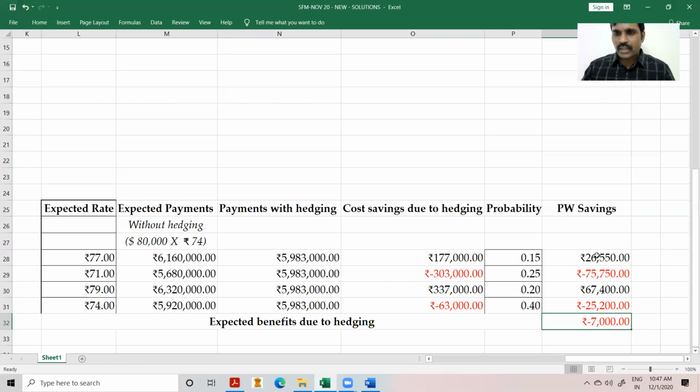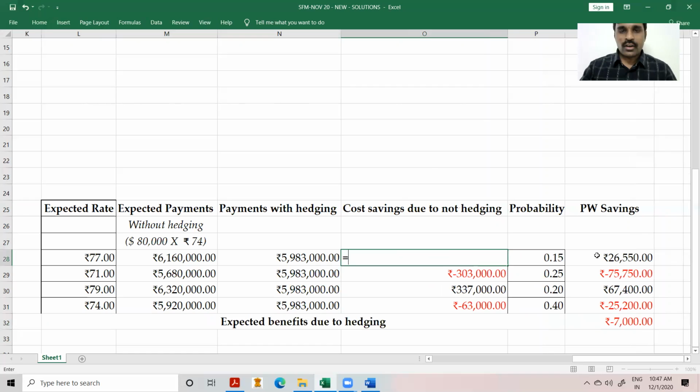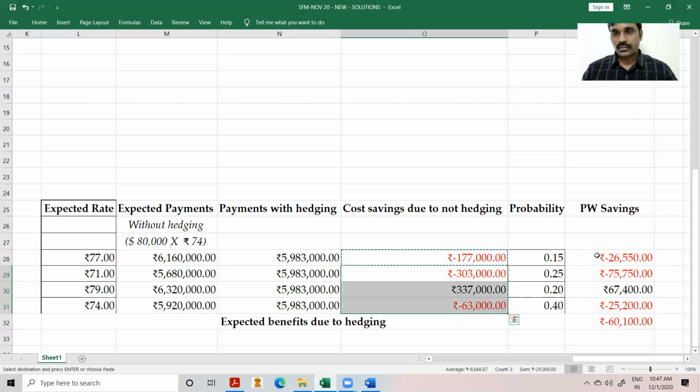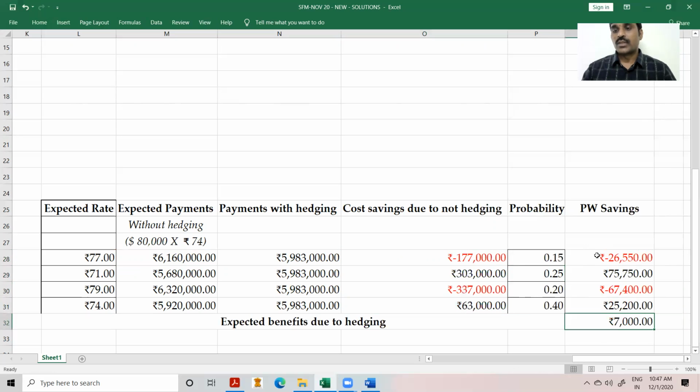Or you can present in a positive way also. Look at this point: cost savings due to not hedging. You can write like this also. This is a positive way of presenting. In that case, we have to give this formula. Cost savings due to not hedging. Now we'll get the 7,000 positive.